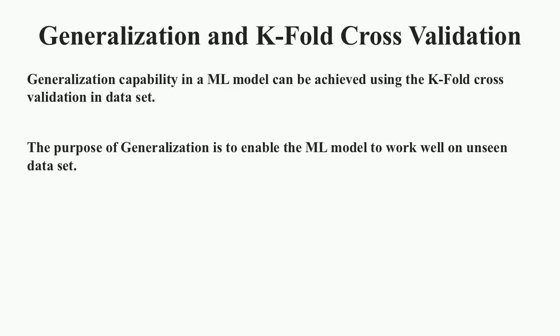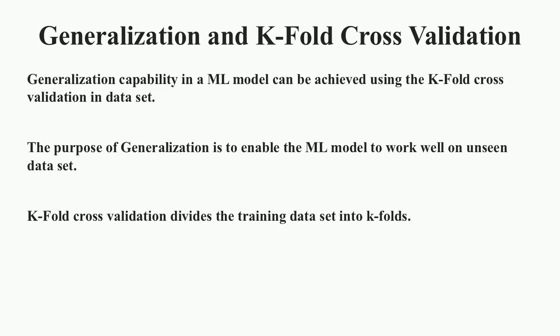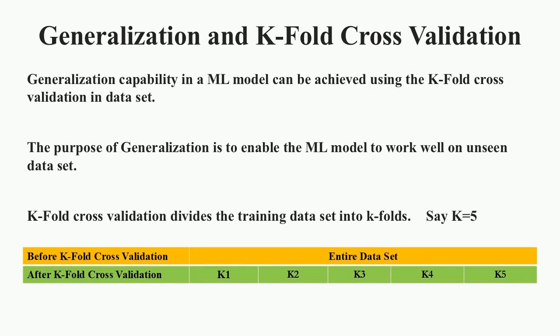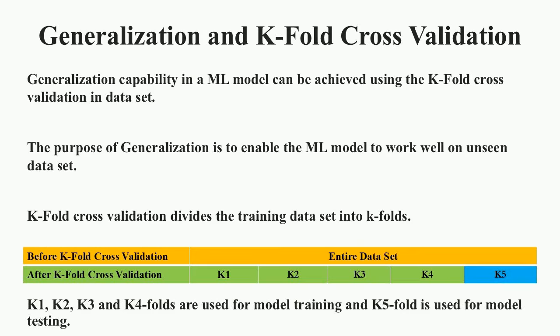As already discussed, generalization enables the model to predict well on an unseen data set. In the k-fold cross-validation technique, the data set is divided into k number of folds. Popular values of k are normally 3 and 5. Say, if k is equal to 5, the entire data set is divided into 5 folds of equal sizes, as k1, k2, k3, k4, and k5, and k-1 folds are used for training the model. The trained model is then tested using the remaining one of the k folds.